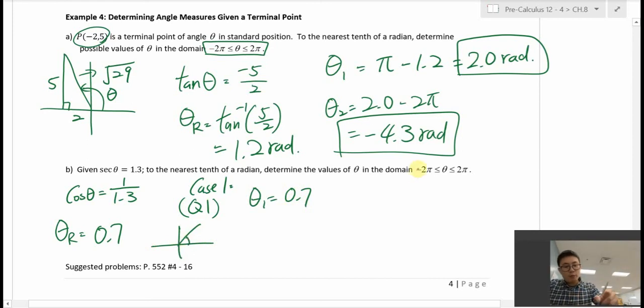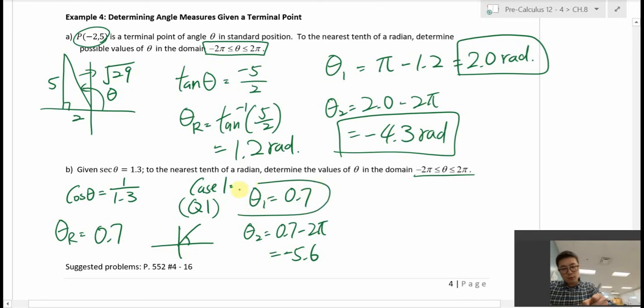Now again, because we're looking at the domain from negative 2 pi to 2 pi, we have one answer, 0.7, but if we add 2 pi, we are going to go outside of the domain. So the second answer will be 0.7 minus 2 pi, and you should get negative 5.6. So that's your first answer. Here's your second answer.